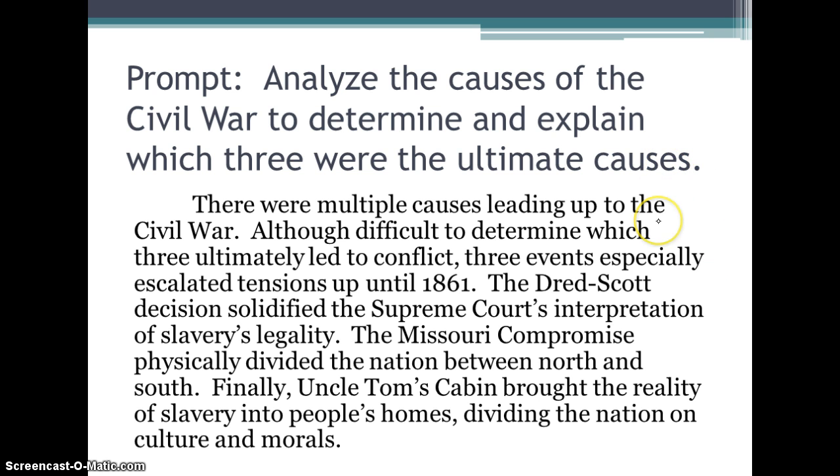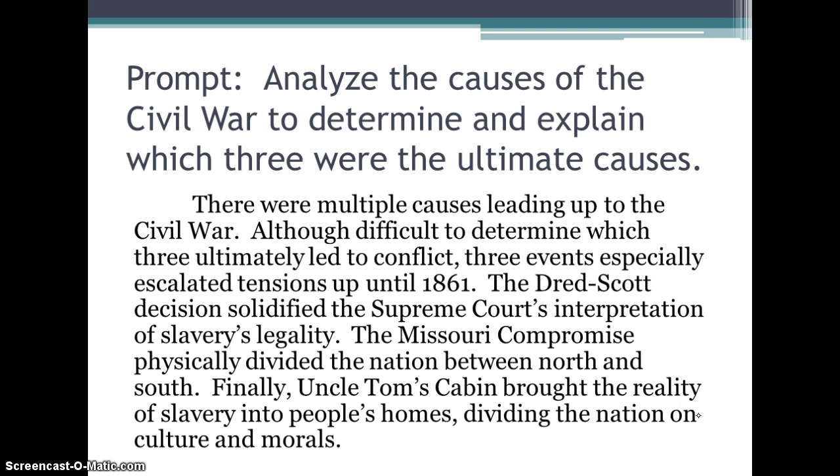The Dred Scott decision solidified the Supreme Court's interpretation of slavery's legality. The Missouri Compromise physically divided the nation between North and South. Finally, Uncle Tom's Cabin brought the reality of slavery into people's homes, dividing the nation on culture and morals.